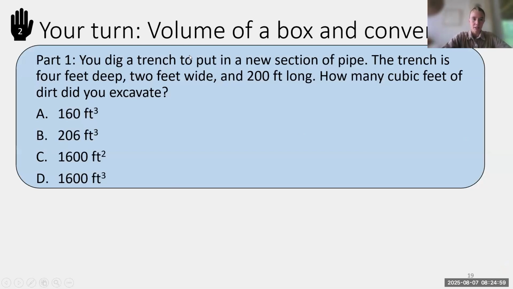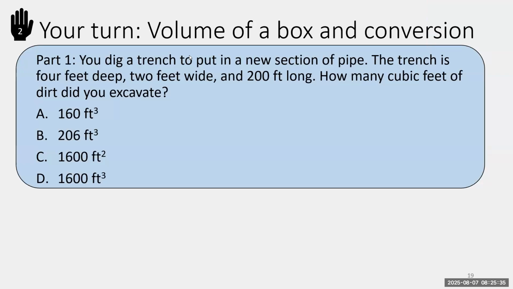For a question that I'll have you all work on by yourselves or with the people in your room, let's look at an example. In part 1 of this question, we're digging a trench to put in a new section of pipe. That trench is going to be 4 feet deep, 2 feet wide, and 200 feet long. How many cubic feet of dirt did we excavate? Keep in mind our volume calculation for a rectangular box, and that's what you're going to be using for this question.